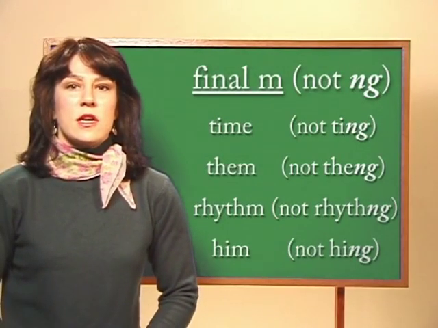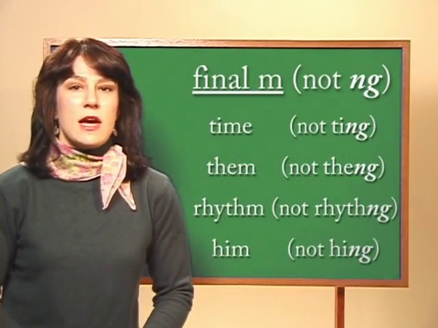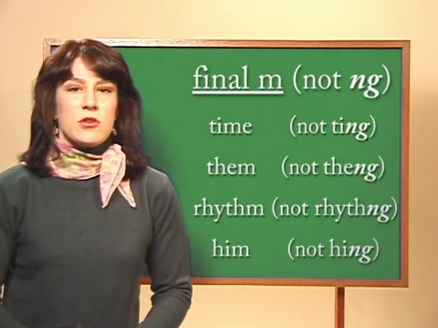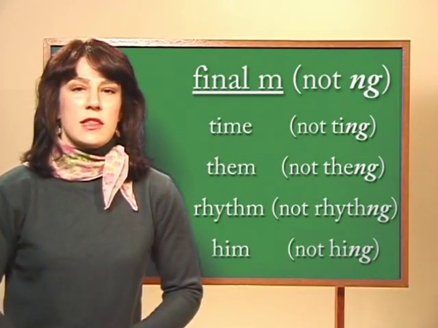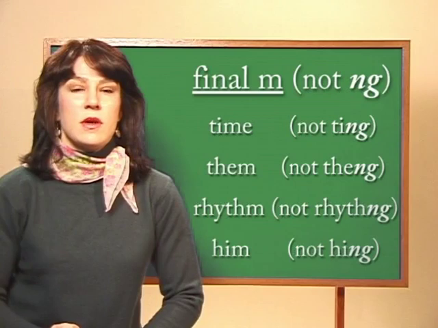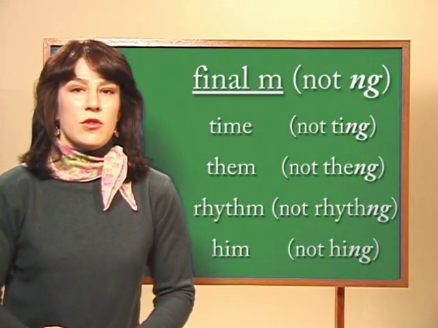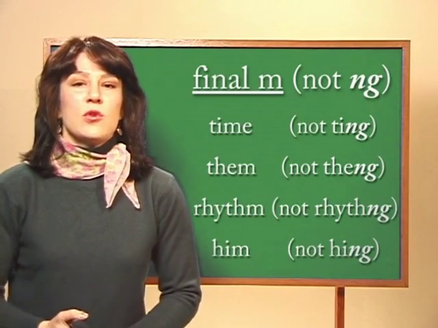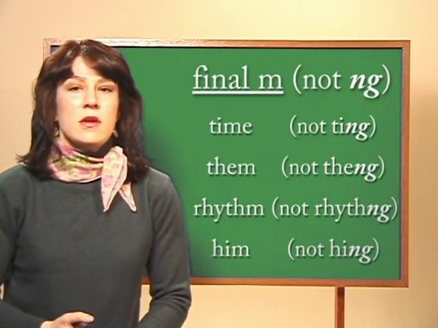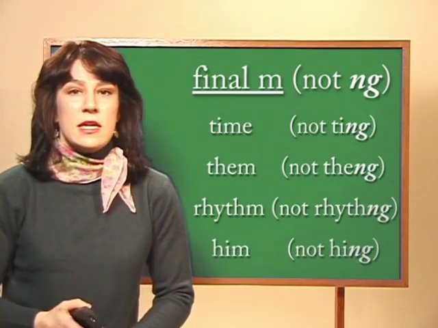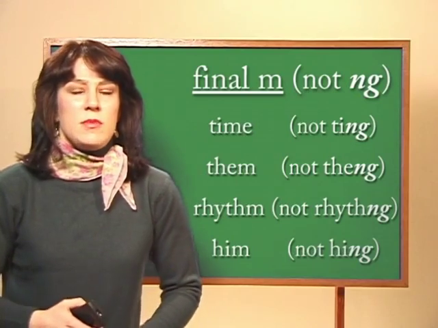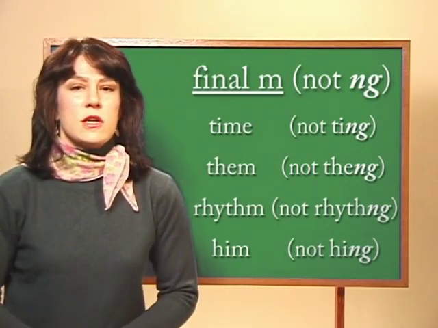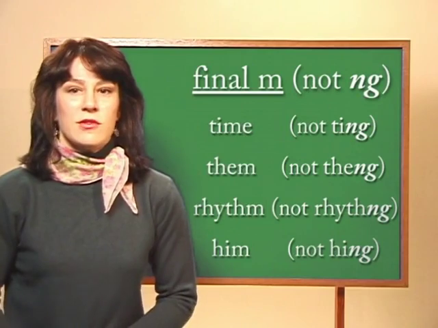Another mispronunciation in English is the final M sound. Spanish speakers will often say an NG at the end of words ending in M. For example, I have heard the word time pronounced as "tang." Other words in English are them, rhythm, and him. This may be because there are no words in Spanish ending in M that I can think of.